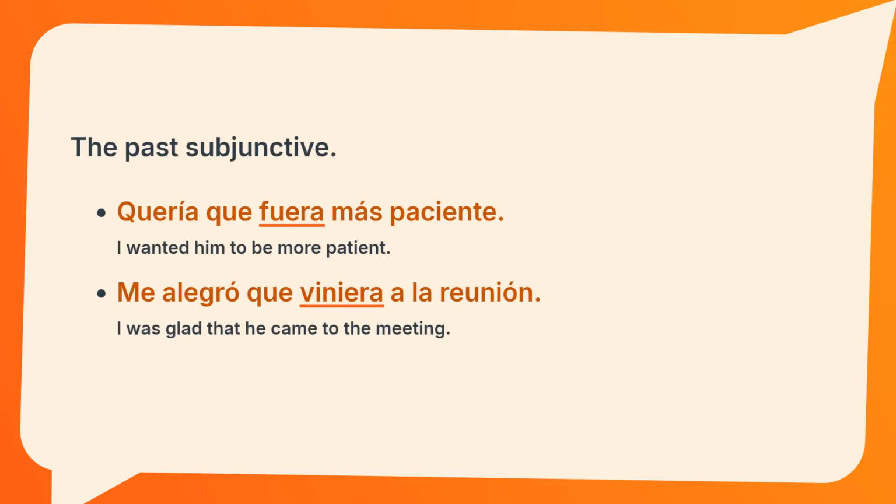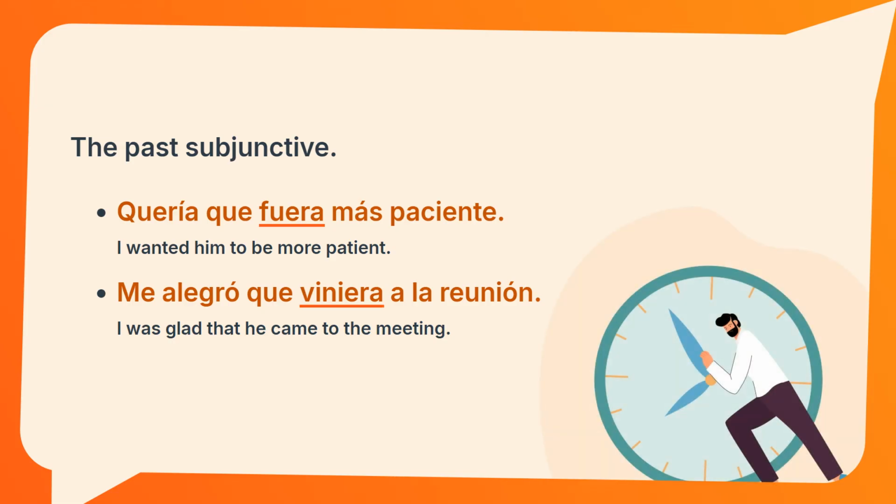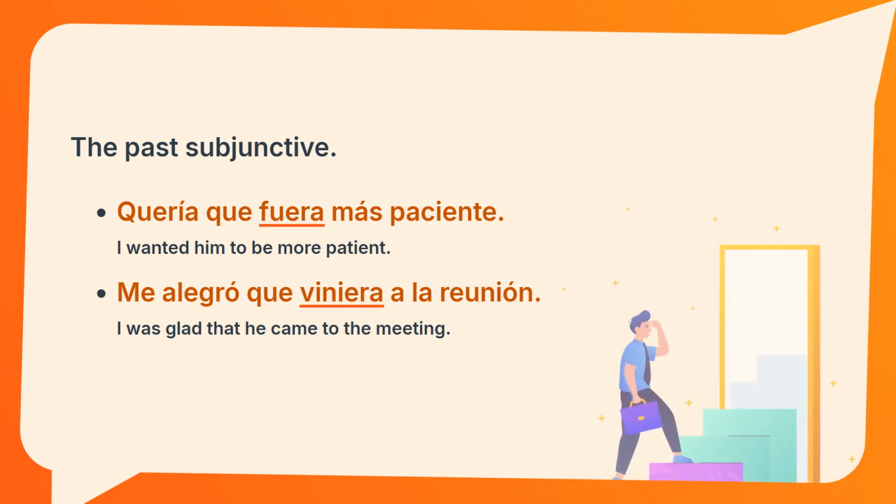If you feel like going a step further, you can try conjugating the past subjunctive. Let's just look at a couple of examples for today. Quería que fuera más paciente. I wanted him to be more patient. Notice that the past subjunctive of ser is fuera. Me alegró que viniera a la reunión. I was glad that he came to the meeting. Viniera is the past subjunctive of venir, triggered by the emotion verb alegró.